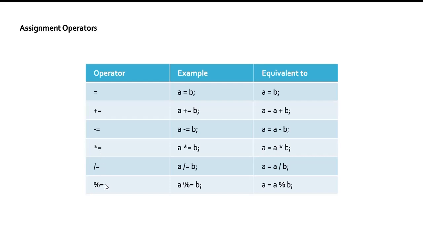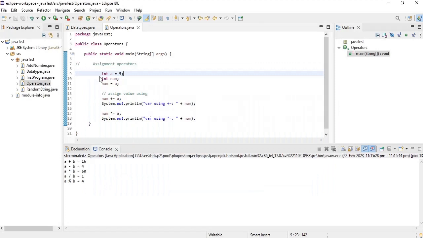Let's see a simple example. For the assignment operator, here I have taken a variable named a, which is equal to 5, and I've also taken another variable, num. Now I'm assigning this value a to num. So what is the value of num then? The value of num is also 5 because it is referring to the value of a.